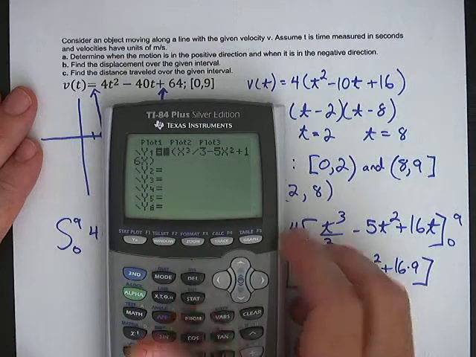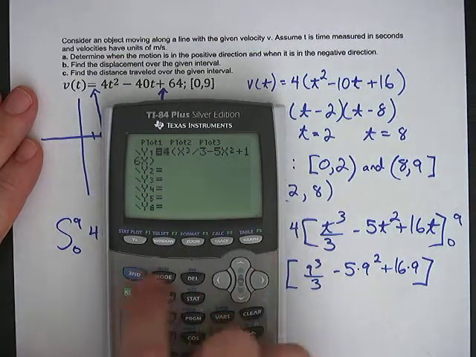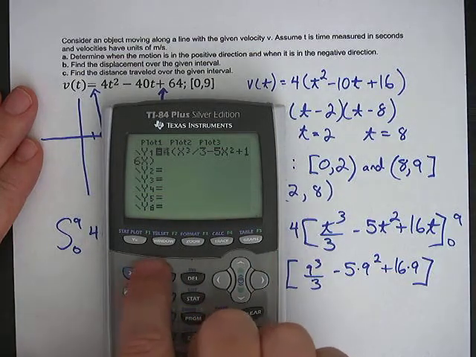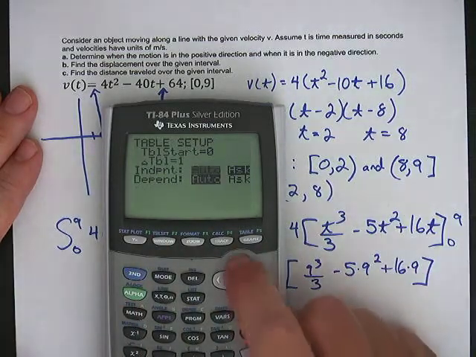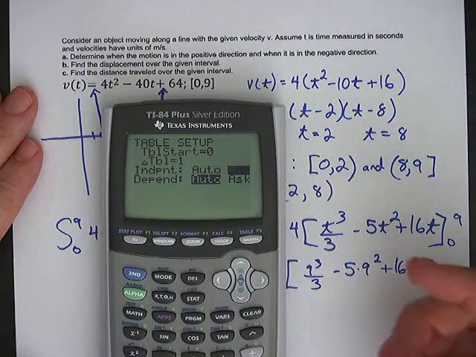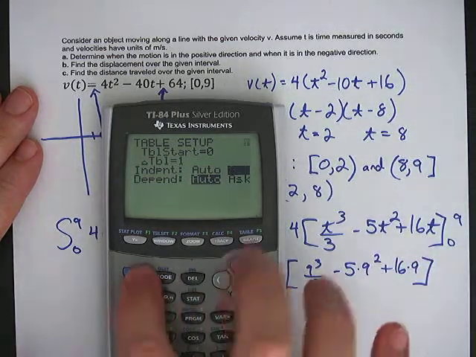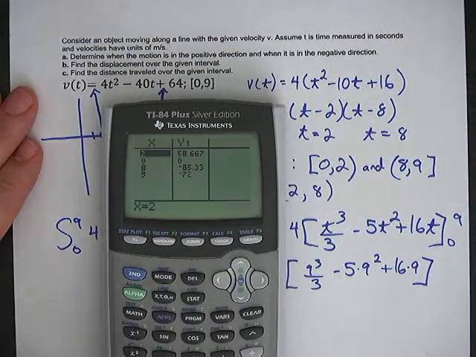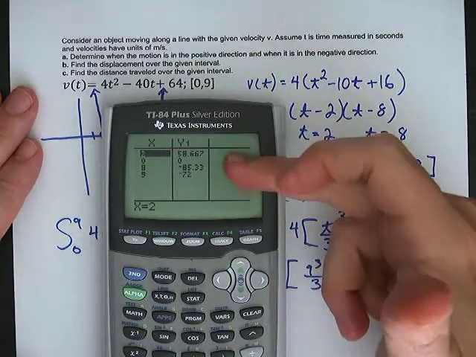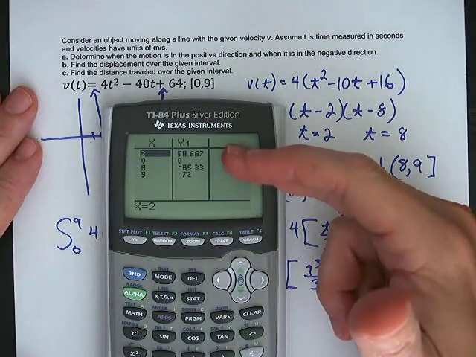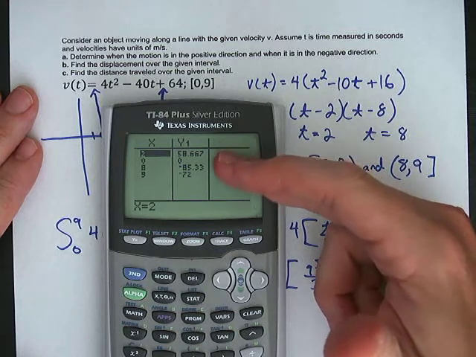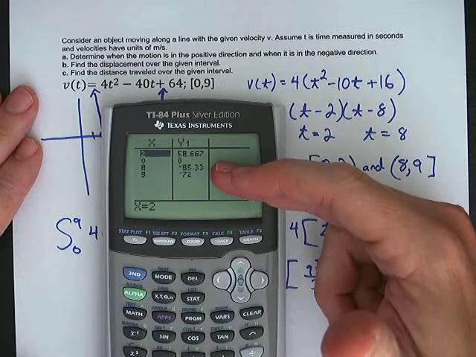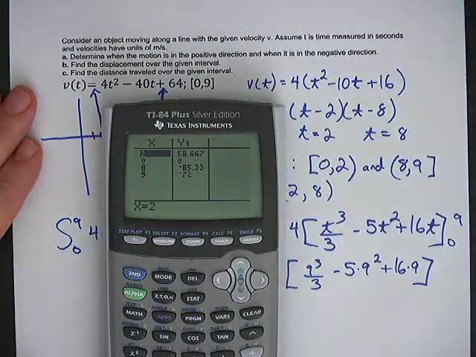Okay, so first of all, you can hit second and window, and go down here to independent. It'll probably say auto. Move it over to ask and hit enter. And then hit second graph and it'll bring up a table of values. Okay, so you can see your values. Now sometimes you're going to have decimals, so sometimes that's not as helpful, although we can see that this is 58 and 2/3, and this is negative 85 and 1/3, so not too bad on those values here.